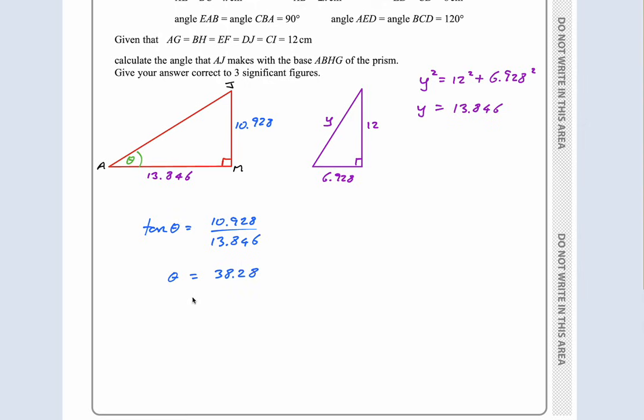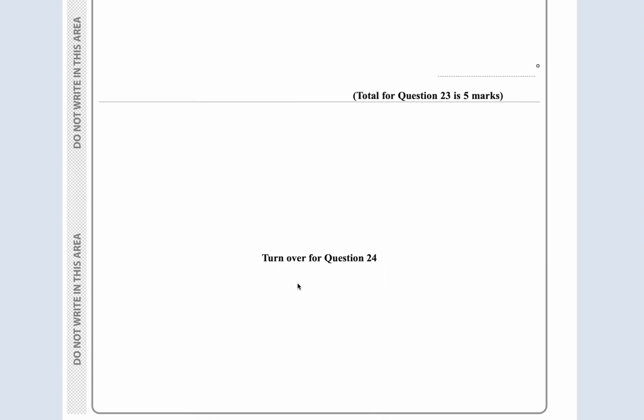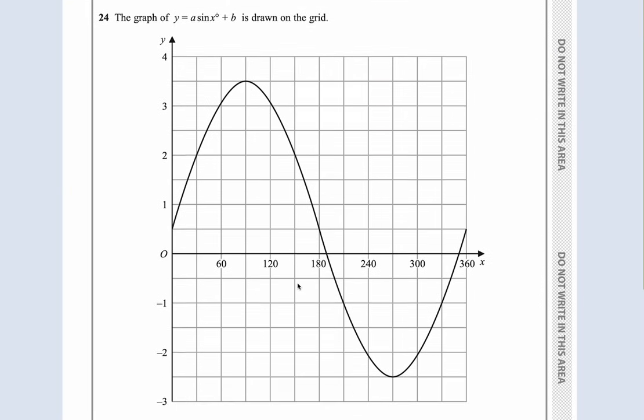Three significant figures, 38.3, and we're dealing with degrees as 38.3 degrees. Okay, difficult question, obviously, guys. 5 marks. There we go.